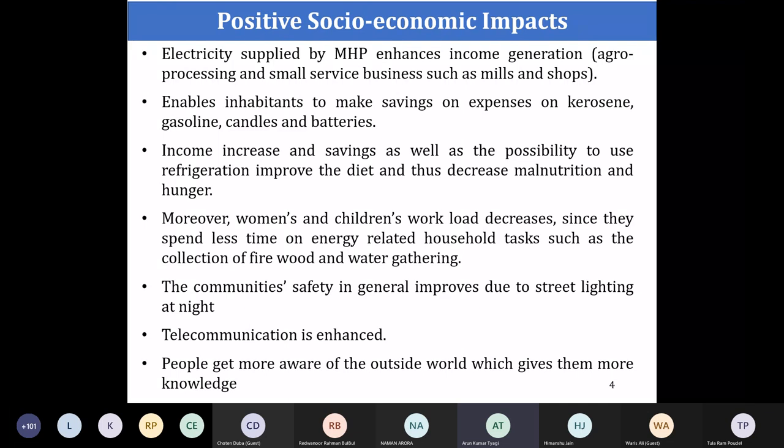Another positive socio-economic impact is that there is a lot of saving on expenses on kerosene, gasoline, candles and batteries. A lot of villagers use batteries for lighting their houses. So these expenses they save when they get electricity from micro hydro projects. Income increase and saving, as well as the possibility to use refrigeration, improve the diet and thus decrease malnutrition and hunger. This shows that whenever you get electricity, you will use a refrigeration unit, so your health and diet also improve.